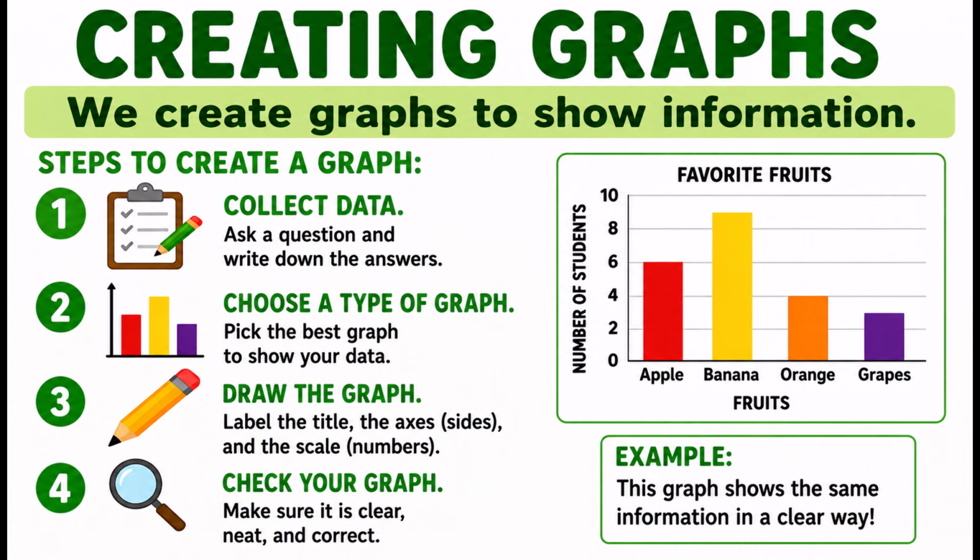Ask a question and write down the answers. Pick the best graph to show your data. Label the title, the axis, which is the sides, and the scale, which is the numbers. And then make sure it is clear, neat, and correct. This graph shows the same information in a clear way.